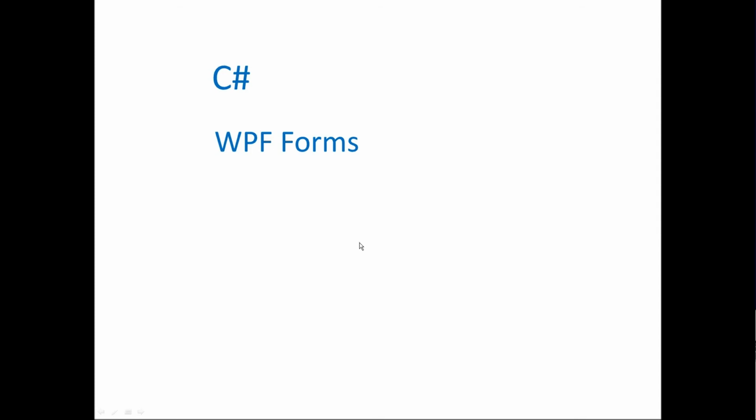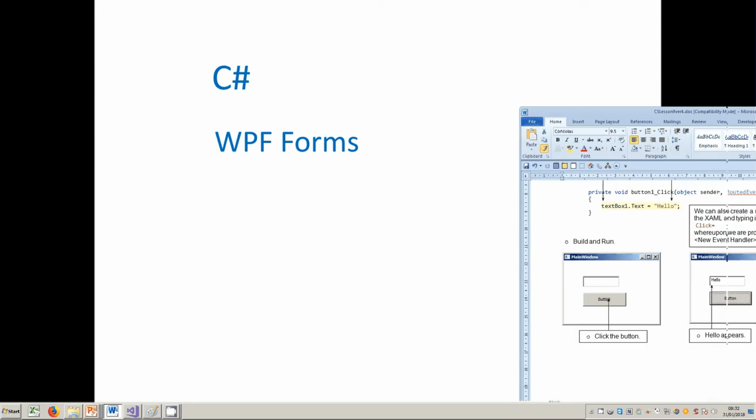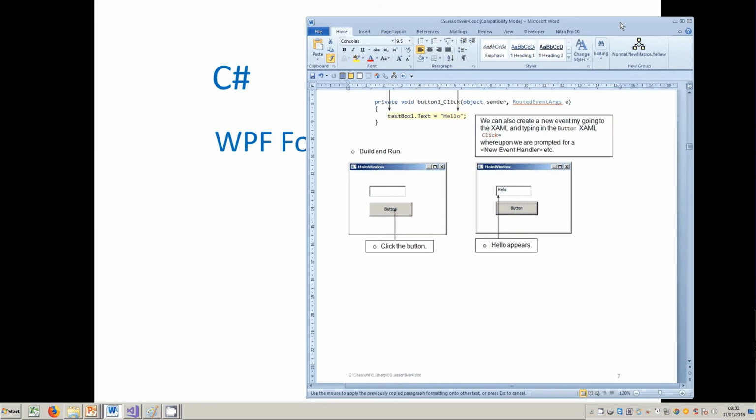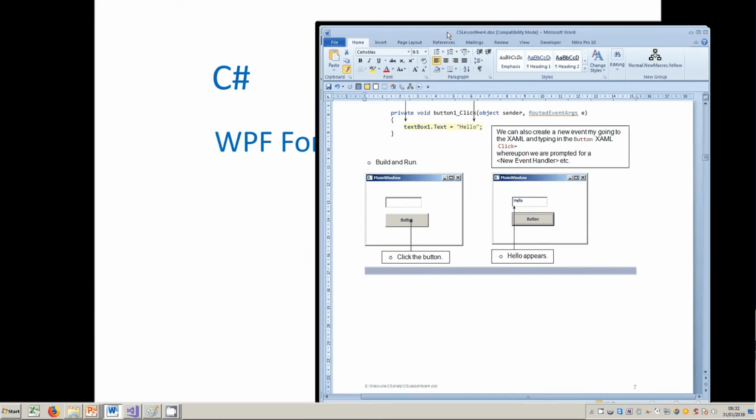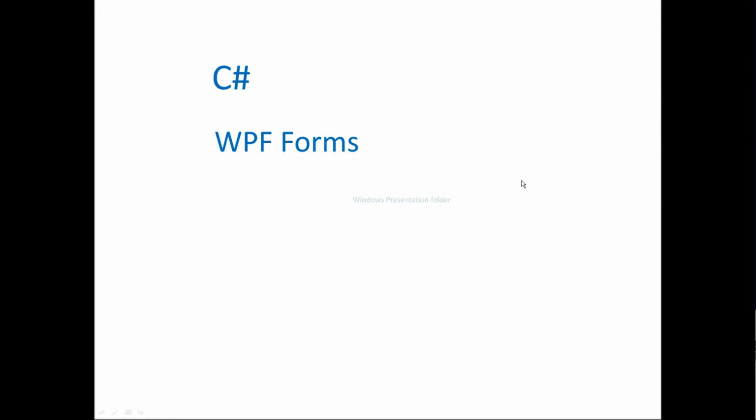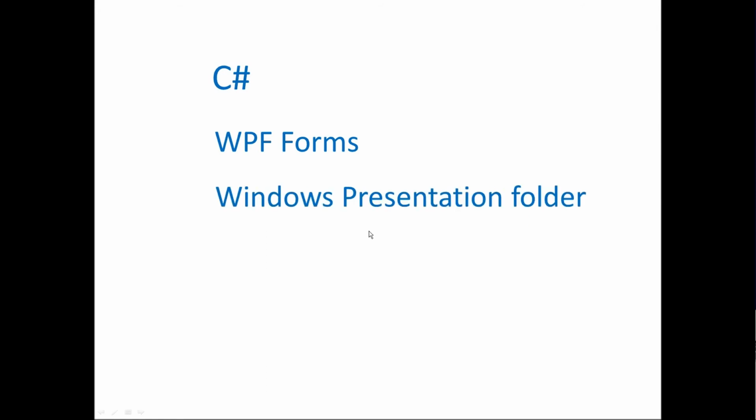We're going to take a look at WPF forms. What is a WPF form? There's one, there's two in fact. For example, we're going to click on a button and make some text appear in that text box. So it looks much the same as ordinary Windows forms, but there is quite a bit of difference, as I'll explain. So we're going to talk about WPF, the Windows Presentation Foundation forms.